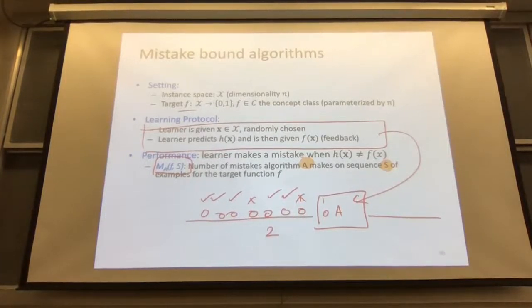I saw your hand first, and then I'll come to you. In this sequence, each circle is a representation of a set of features. Each circle is an example, so an example is basically feature values. Yes, you, then you, and yes. I just want to clarify, algorithm A is learning the target function? Yes. A is trying to learn target function F.